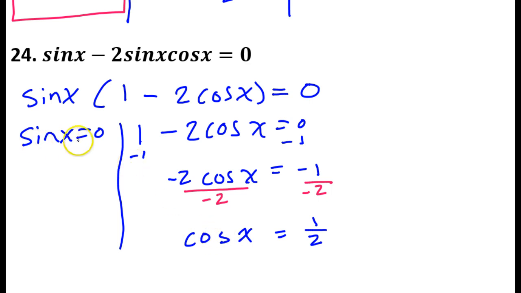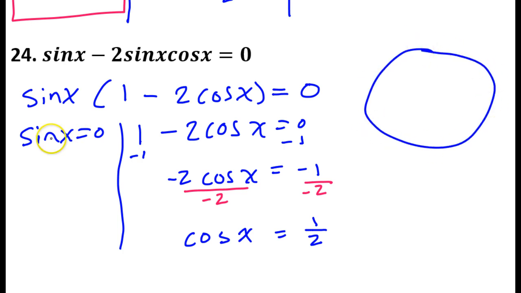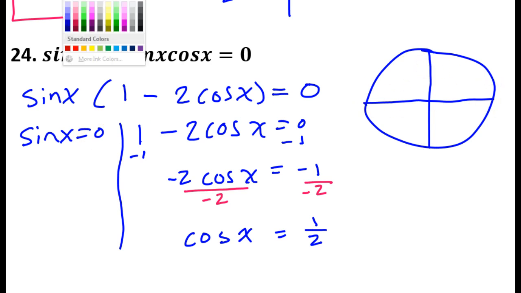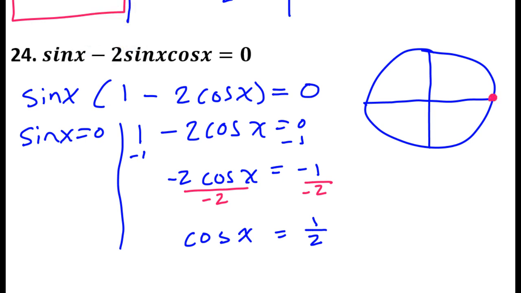So sine of what angle is equal to 0? Looking at my unit circle, remembering that on the unit circle, sine is the y value. So the question becomes, where is the y value equal to 0? Well, the y value is equal to 0 right at the x-axis. So the y value will equal 0 here and here. So this is where the sine function will be 0, here and here. So this is 0 and pi. So that's what I have so far. 0 and pi.